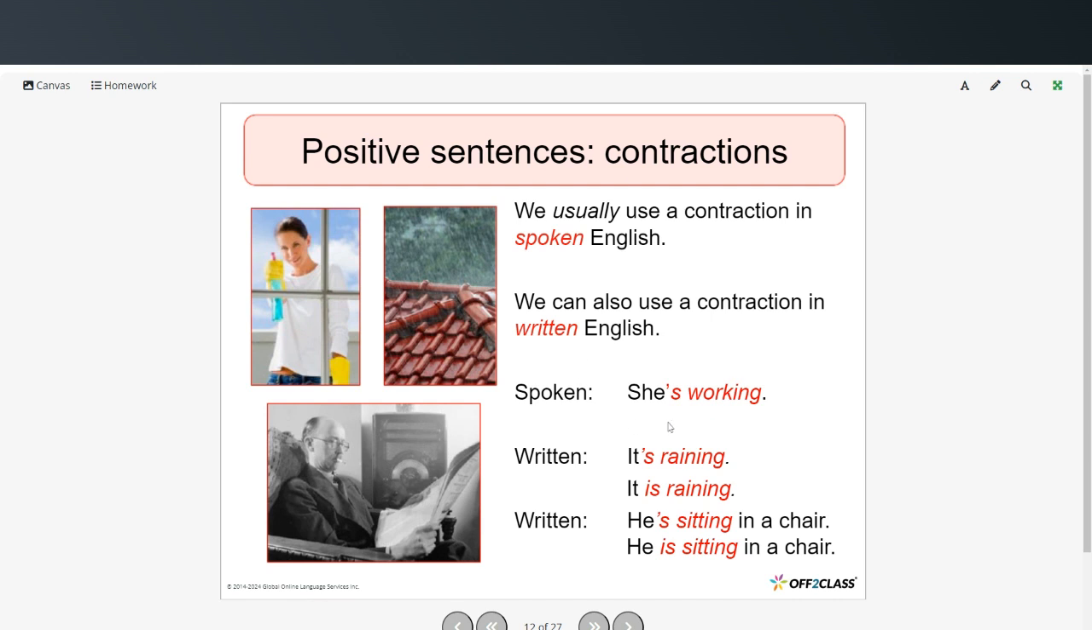So the spoken form would be she's working. And with written, we could use either it's raining or it is raining. He's sitting in a chair or he is sitting in a chair.